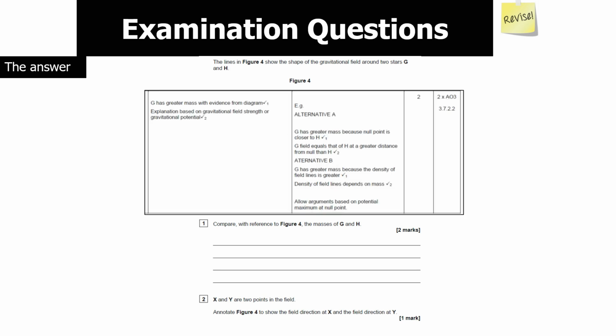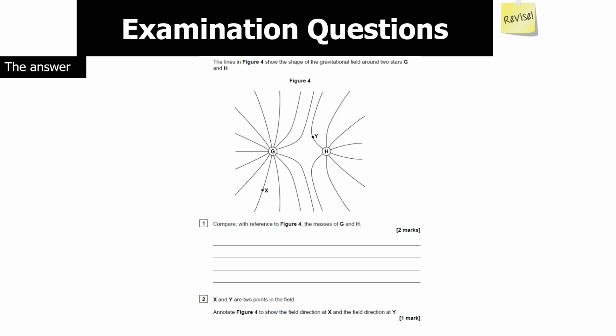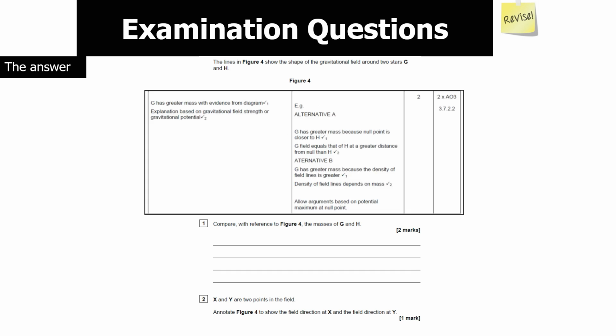Right, so how to answer this question? Well, it's important that you know what a gravitational field shows. So you can see that G has the greater mass. How can you see that G has the greater mass? Well, we know that because the field lines coming from G are closer together, and the density of the field lines tells you about the gravitational field strength, which is linked to the mass of the object. The greater the gravitational field strength, the greater the mass of the particles.